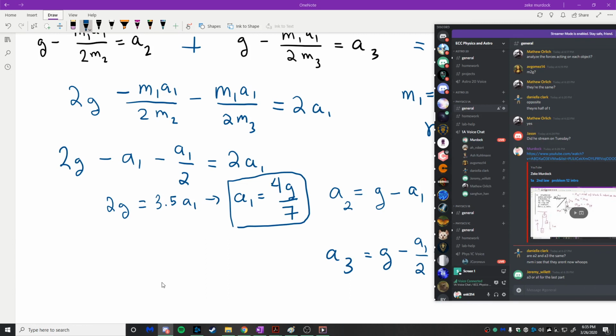There's a lab manual problem like this. I haven't assigned it for you guys yet, but I may assign it later. I don't know.